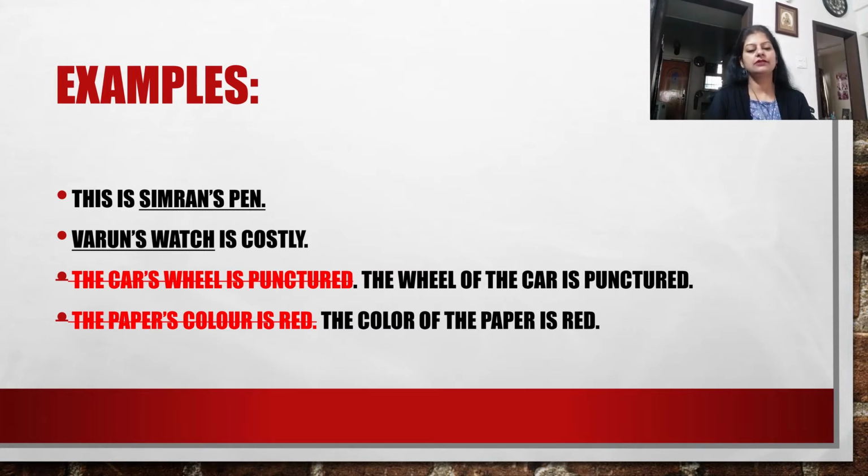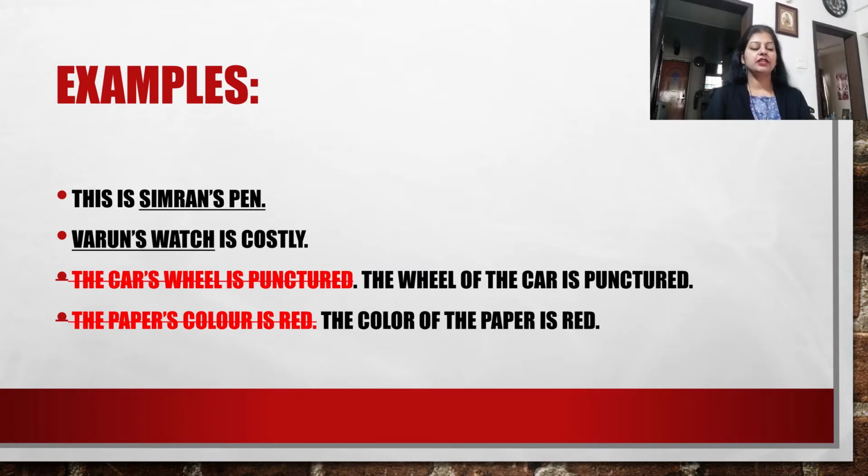Third, the car's wheel is punctured. Now this sentence is wrong, because car and wheel both are non-living things, and for showing possession of non-living things, as I told you, we will use the preposition of. Let's see how. The wheel of the car is punctured. One more example. The paper's color is red. Now paper as well as color both are non-living things. So for showing possession, we will use the word of like this. The color of the paper is red.